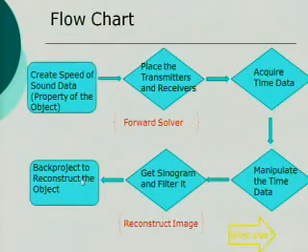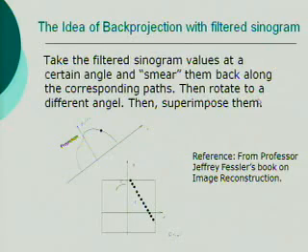So after we have the sinogram, we can do backprojection. The idea of backprojection is to take the filtered sinogram value at a certain angle, in this case phi, and then smear them back along corresponding paths. So this is one path. You smear it back. There should be some other parallel paths, but I didn't show them. You smear the data back, and then you rotate to a different angle, then superimpose them.